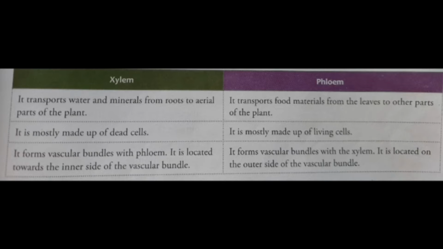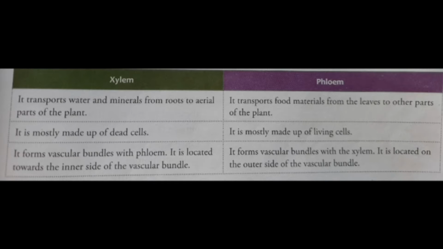The xylem forms the vascular bundle with the phloem, and it is located towards the inner side of the vascular bundle, and the phloem forms the vascular bundle with the xylem and is located on the outer side of the vascular bundle.